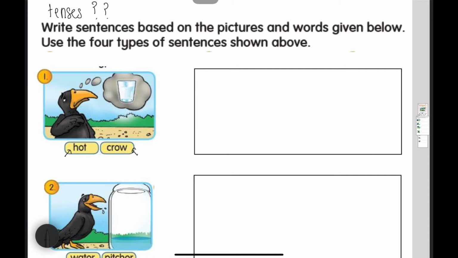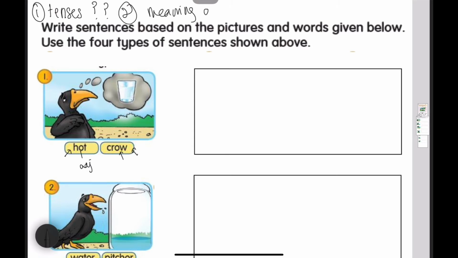You must know what is hot. Hot is panas. Okay, so is hot a verb, a noun, or an adjective? It is an adjective. So what is crow? Crow is what? Burung gagak. So your second step is you must know the meaning of the word. Find the meaning of the word.